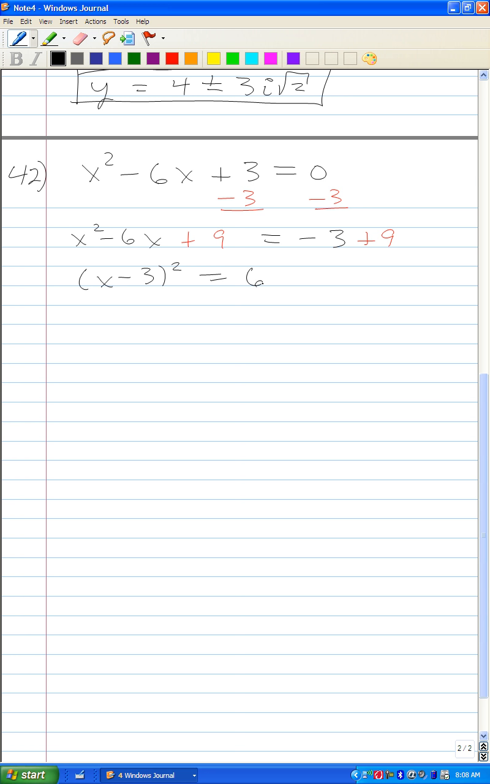And so, by the square root property, I have that x minus 3 equals plus or minus the square root of 6. Add 3 to both sides of your equation. And so I have that x is equal to 3 plus or minus rad 6. And that is your answer.